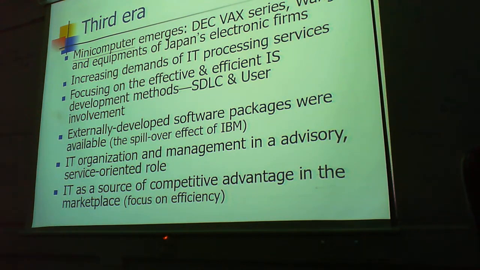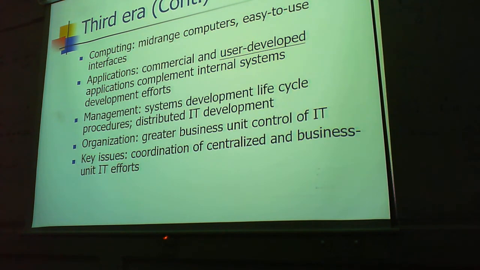And we see things like externally developed software packages. When we have private companies working for us, IBM dominated the market for so long, but externally developed software is what we saw in the third era. IT organization management in an advisory, service-oriented role, and IT as a source of competitive advantage in the marketplace. Any organization that could adopt IT would give themselves the benefit and the advantage of the technology that's brought along with it. And we see mid-range computers, more user-friendly, commercial applications and user-driven applications, okay?